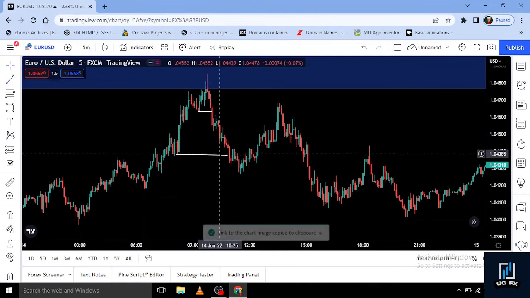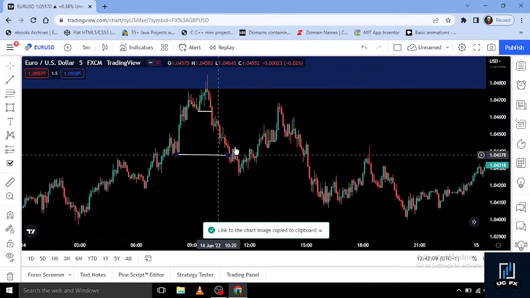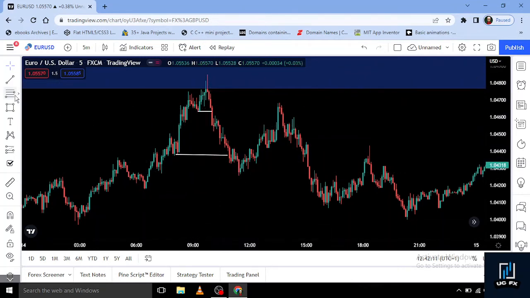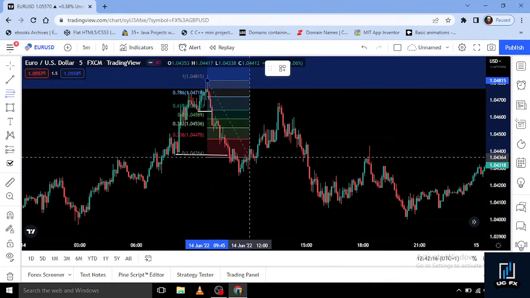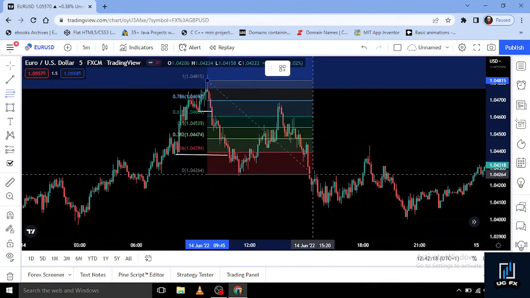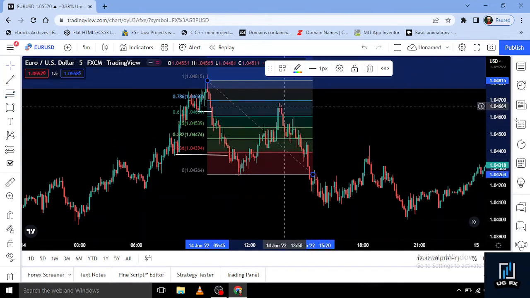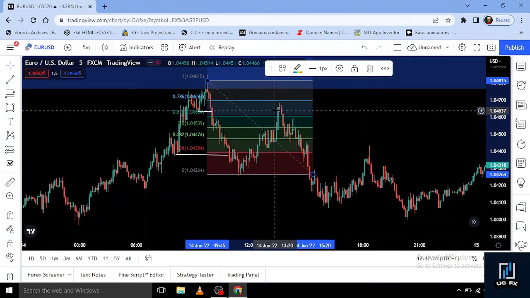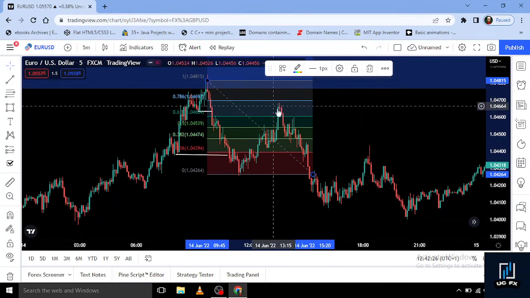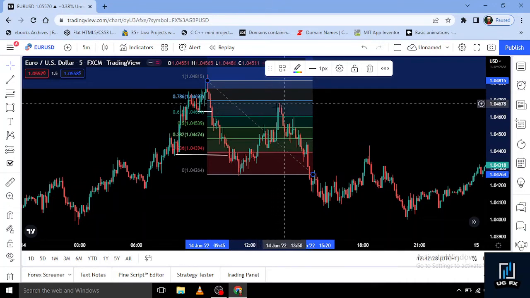So then after that, we need to wait for price to tap into a discount level. So we take our Fibonacci from the highs to the lows. As you can see, price came exactly into a discount level. That is the 0.786 of the Fibonacci level. This is actually our discount level here.